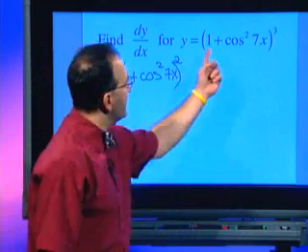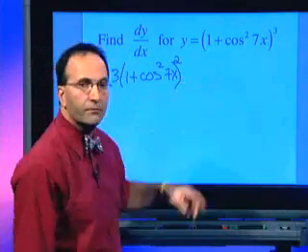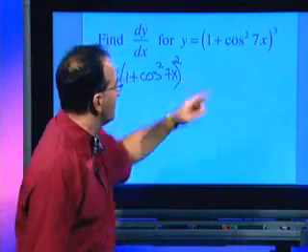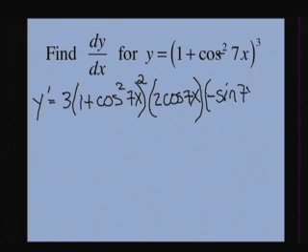Then we have the inside function, 1 plus cosine squared 7x, so we have to take the derivative of that. The derivative of 1 is 0, and we have to bring the 2 down in front. So it's 2 cosine 7x. And of course, when we subtract 1 from that exponent of 2, we get an exponent of 1, which we don't bother to write in the cosine. Now we have to take the derivative of the inside function, which is cosine 7x. And the derivative of cosine, of course, is negative sine 7x.